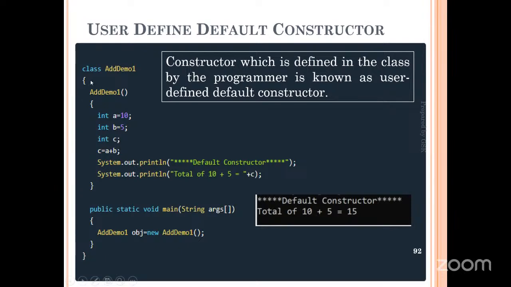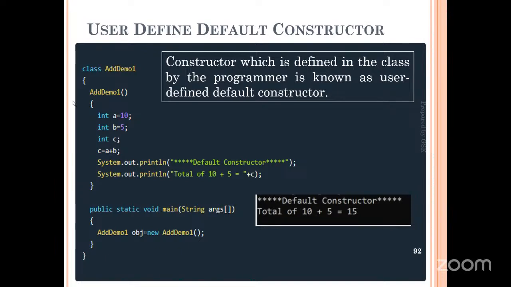This is the example to understand the term user defined default constructor. Observe carefully. Class name, add demo1. This method name is also add demo1, same as the class name. So this is called constructor. The constructor name must be same as class name. It doesn't have any return type. So we are following all the rules that we covered about constructors.